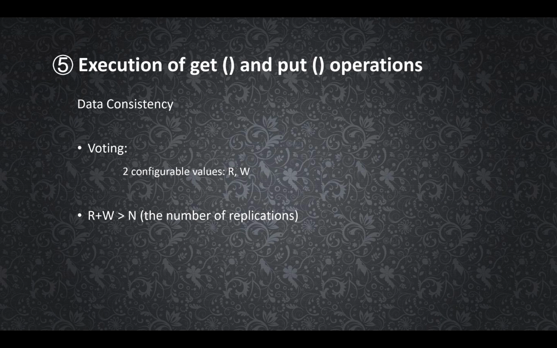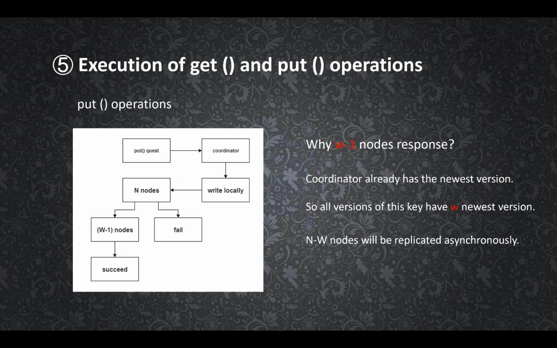Dynamo also uses voting, and the read and write numbers depend on the designers, which is also an advantage of Dynamo. When the coordinator receives a PUT request, it will first write locally and send the request to n nodes. If W-1 nodes say that they can write, it is a successful PUT request. The reason it is W-1 is that it has been written locally, so the total number of writes is W.